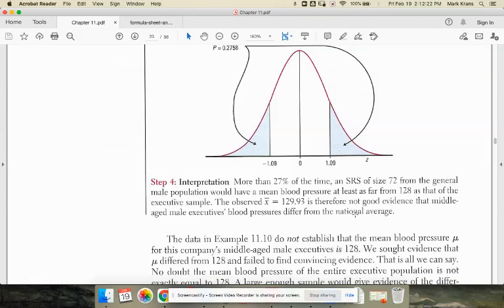Okay, so that's the process that we're going to be going through. You can use phantoms or you can use these 4 steps that the textbook suggests, but just make sure you're checking off all the boxes.